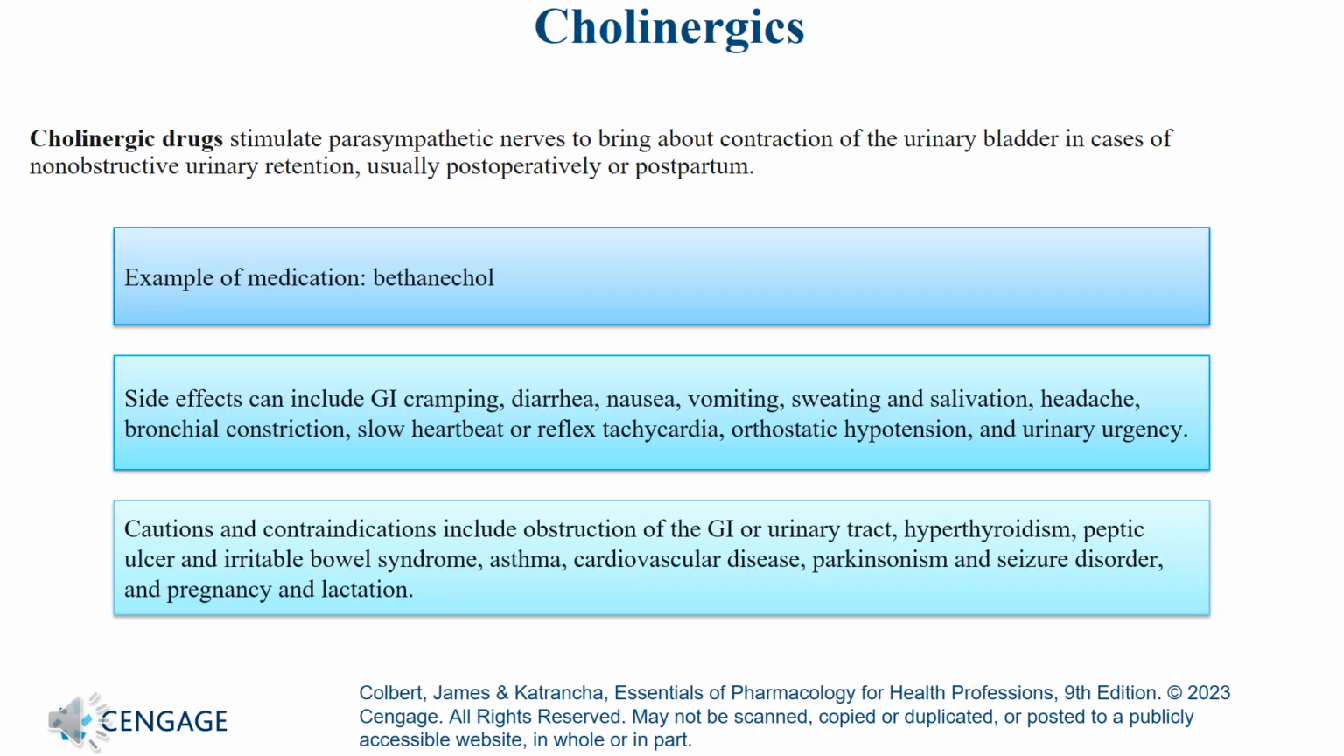Cholinergic drugs stimulate parasympathetic nerves to bring about contraction of the urinary bladder in cases of non-obstructive urinary retention. Usually it's post-operatively or postpartum. An example of this medication is bethanechol. Side effects can include GI cramping, diarrhea, nausea and vomiting, sweating and salivation, headache, bronchial constriction, slow heart rate or reflex tachycardia, orthostatic hypotension, and urinary urgency.